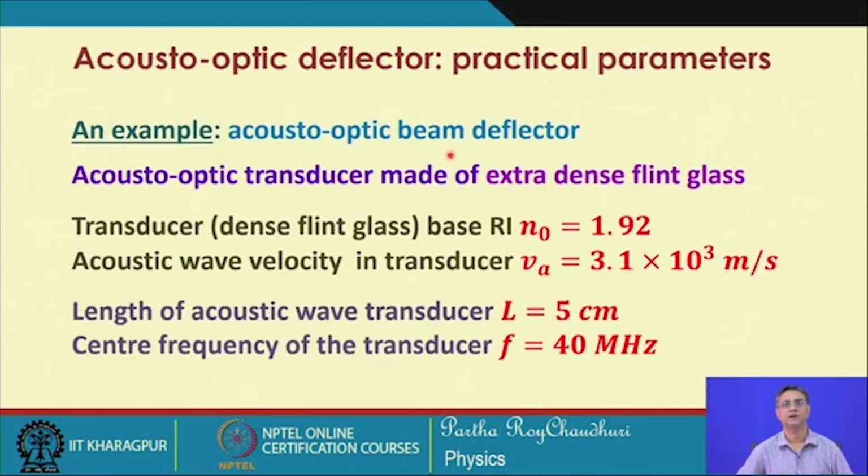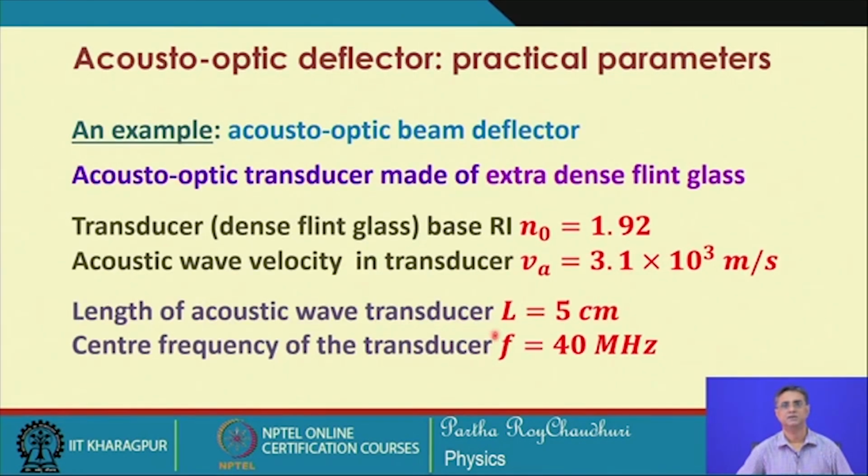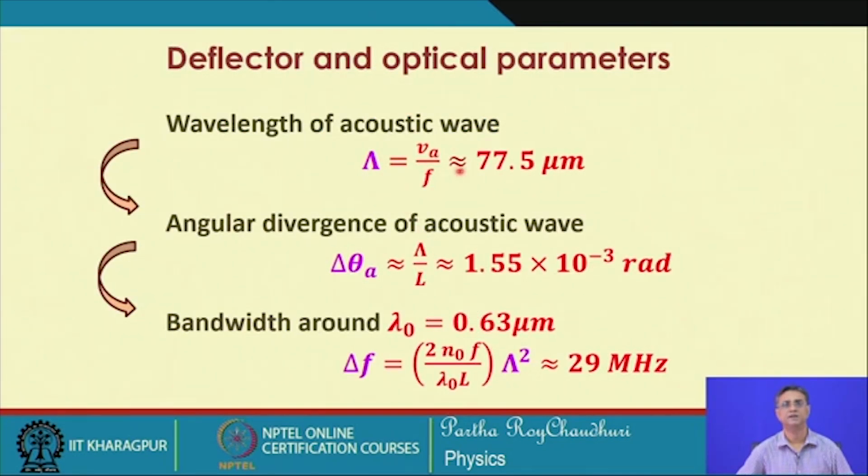Therefore, the wavelength of the acoustic wave, knowing the acoustic velocity and the acoustic frequency, we have seen this relation, turns out to be 77.5 micrometer. This is the acoustic wavelength. Now, the angular divergence which comes from this lambda and L, because you have chosen L equal to 5 centimeter and lambda equal to this, you get a very small angular divergence delta theta A of the acoustic beam. So, this is the divergence of the acoustic beam.